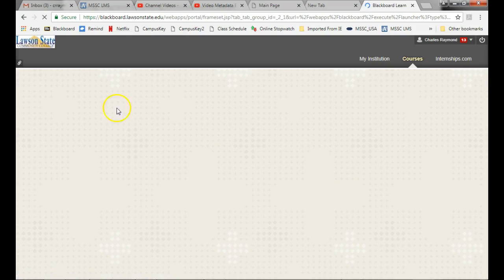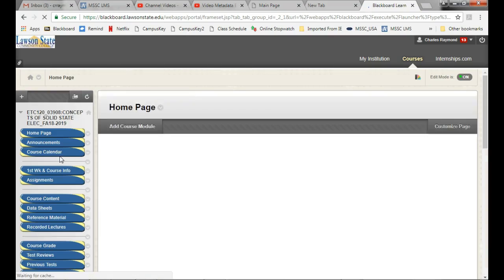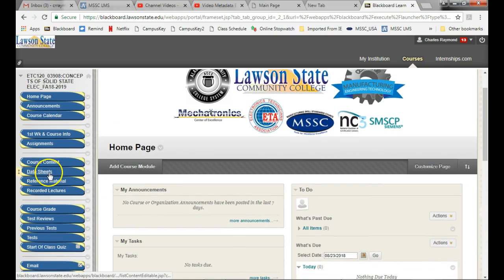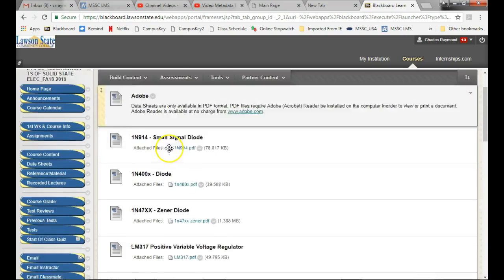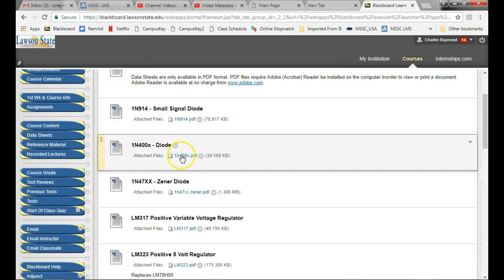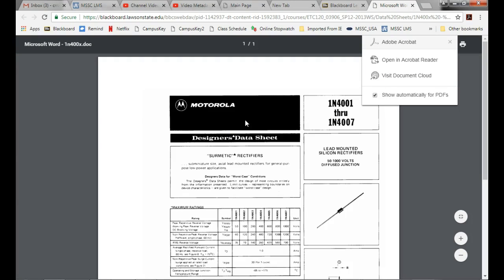So over here in our main menu, since we're going to be doing this a lot, we're going to be dealing with the semiconductor devices. We've got a link to data sheets. And we'll look at this. This is what we call a rectifier diode. This is a really standard one.